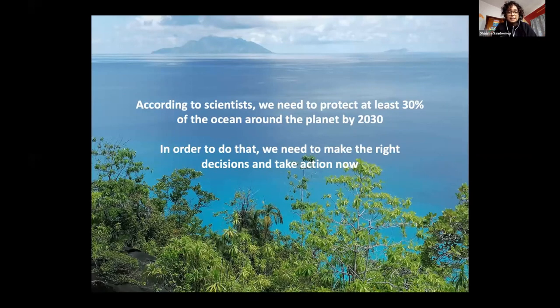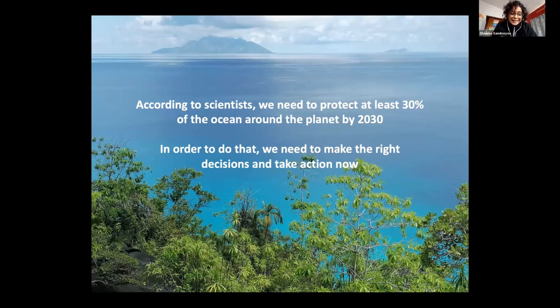And according to scientists, if we want to protect the marine biodiversity in the ocean, we need to protect at least 30% of the ocean around the planet by 2030. That means specifically protecting the ocean in the high seas. In order to do that, we need to make the right decisions and take action now, because we can't wait any longer.